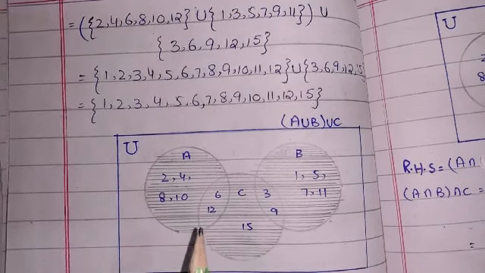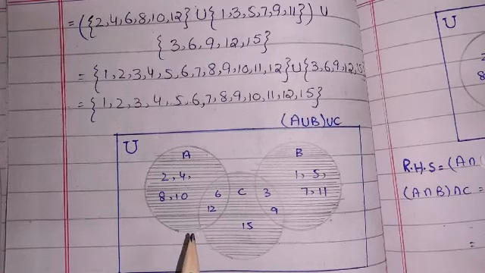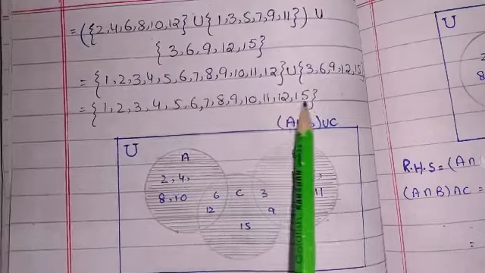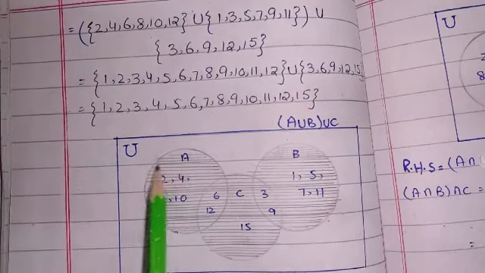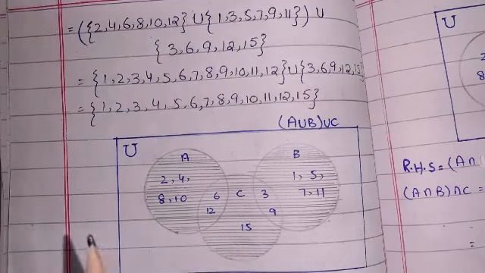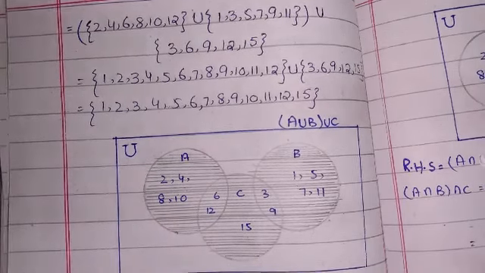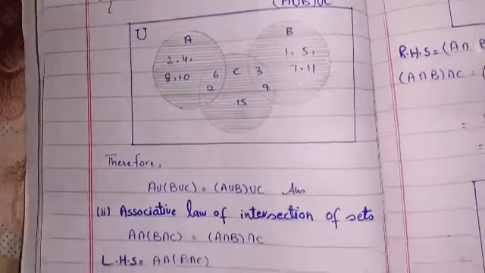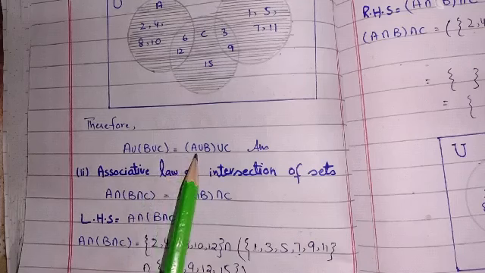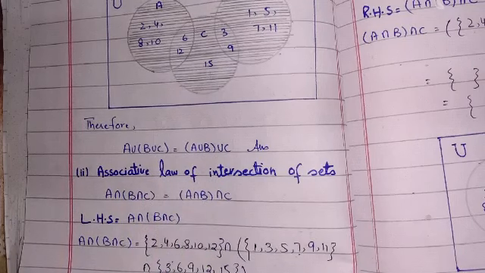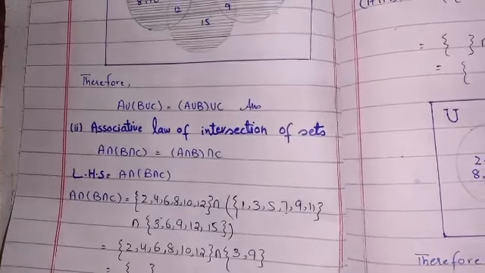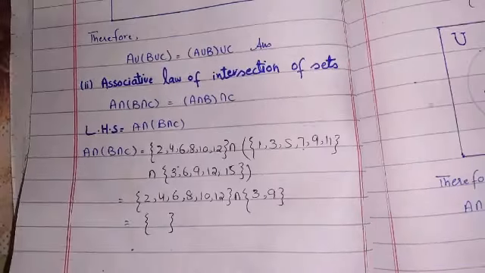Students, remember one thing: we will only shade according to our given answer. As you can see, this answer contains all the elements of A, B and C, so we will shade all the area. We will shade according to our answer of the operations. Now students, as you can see, the answer of left hand side and right hand side is equal, so we will write therefore A union (B union C) is equal to (A union B) union C, which is our answer. Now students, let's move towards our second law, which is the associative law of intersection.